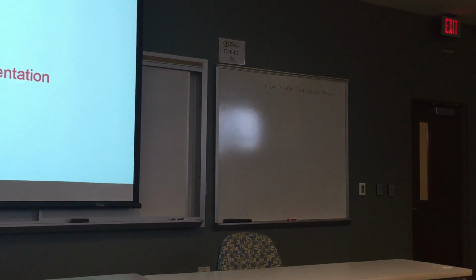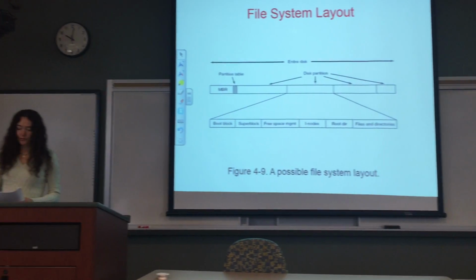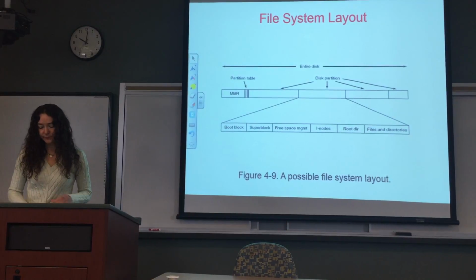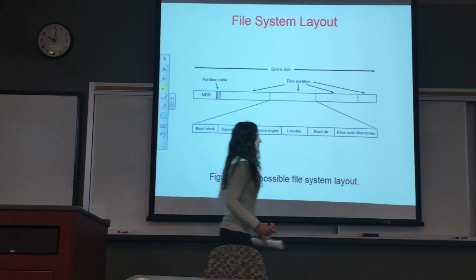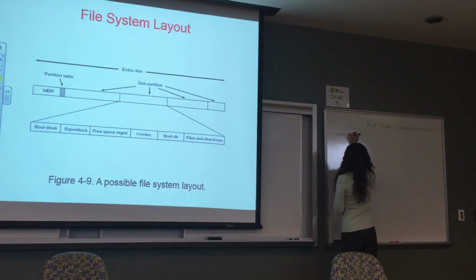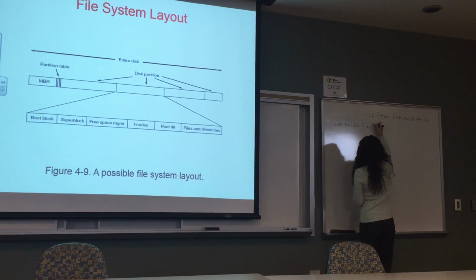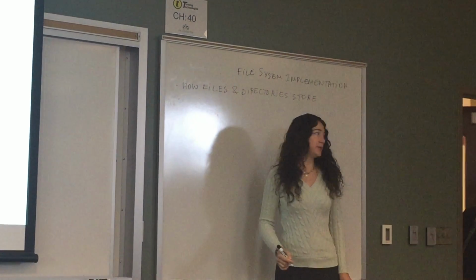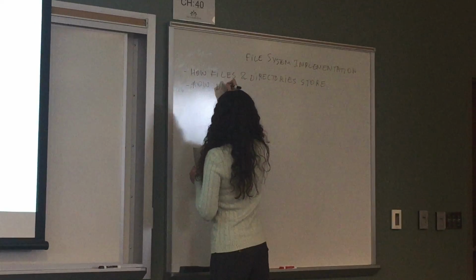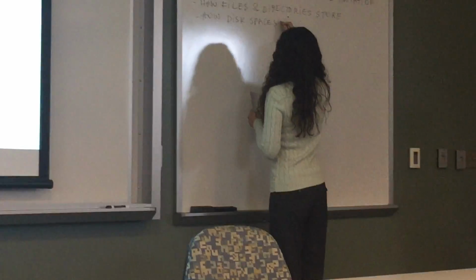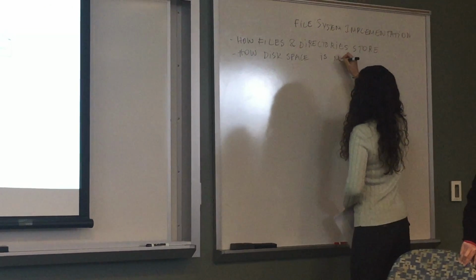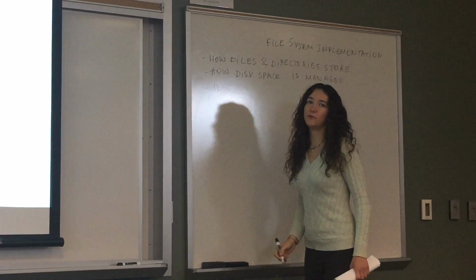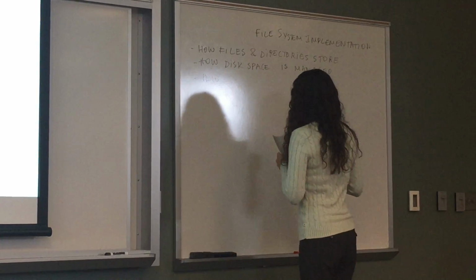So what are the implementers concerned with? If we will be implementing a file system, we are concerned with three things. First is how we're going to store the files and directories. How are we going to store them? How we're going to manage the disk space. And the third question is how to achieve efficient and reliable operation.